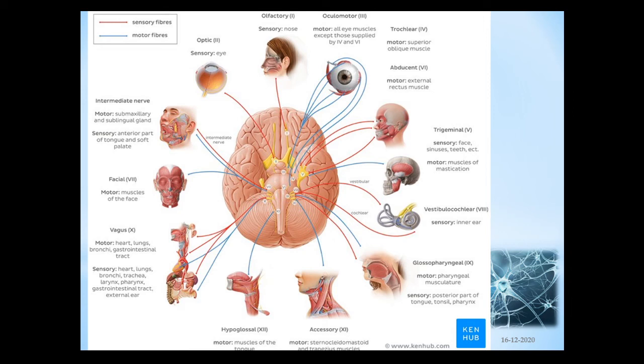Glossopharyngeal has motor and sensory. Then after the glossopharyngeal, the vagus nerve has motor and sensory components. Hypoglossal and accessory both have the motor component. So we have to remember which nerve has the sensory component, which has the motor component, and which has both, because while performing the examination, thinking that it is only sensory or only motor, we might skip the other part of the examination which needs to be done under that cranial nerve.